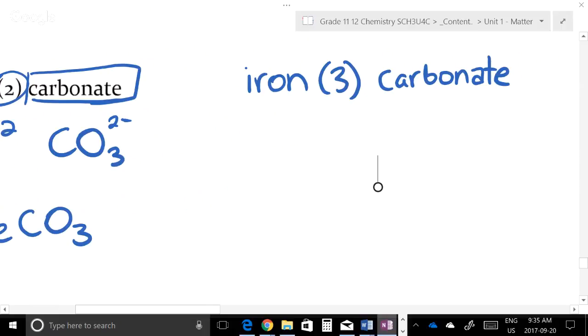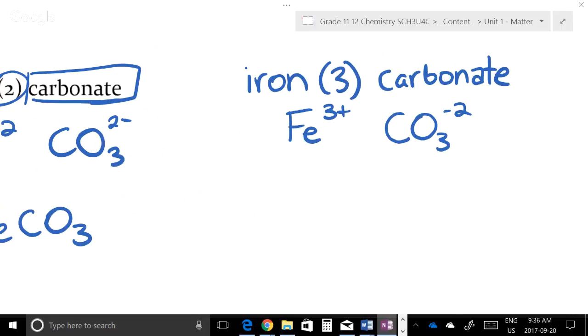Who wants to tell me how to approach this question? You've done great. What did you do? Very good. Great. Okay, so there we go. Now, when we put these together, how many irons am I going to have? 2. Yeah, very good. You're completely correct. And then how many carbonates am I going to need? 3. And what do I have to do with a radical if I'm going to make more than one of them? Yeah, we always put them in brackets.